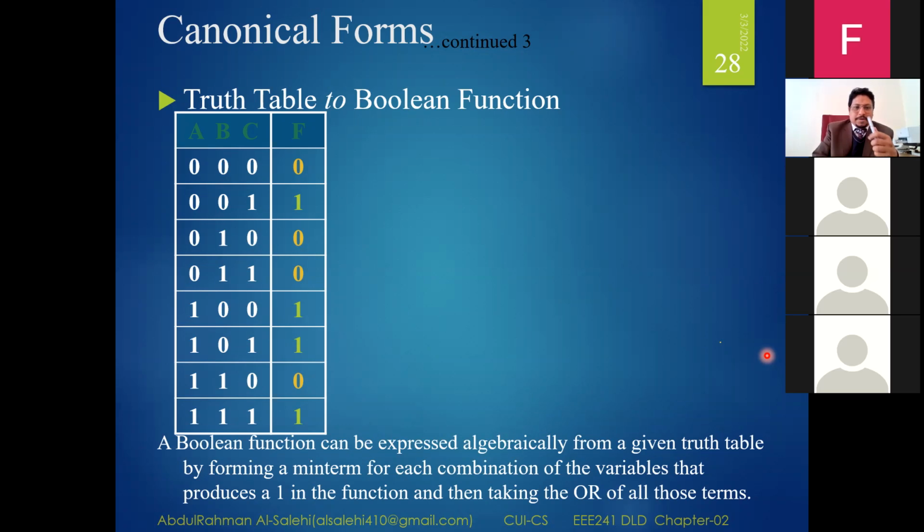So let's see here. This is the truth table. From this truth table, how can I make a Boolean function expressed algebraically? By forming a min term for each combination of the variables that produce 1 in the function, and then taking the ORing of all of them. So at the beginning, I will see which one of these, this is F. F means the output, the Boolean function, the output of these 3 numbers. This one here gives me 1, means that a min term is going on.